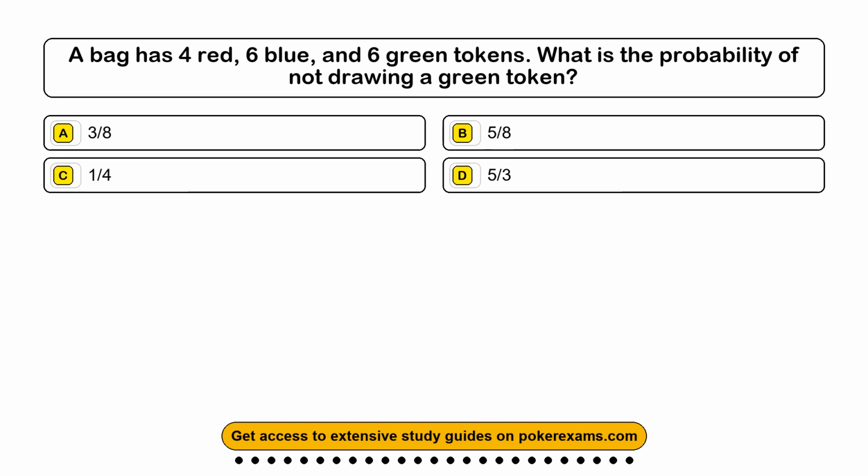Question 22. A bag has 4 red, 6 blue, and 6 green tokens. What is the probability of not drawing a green token? Option A 3/8. Option B 5/8. Option C 1/4. Option D 5/3.